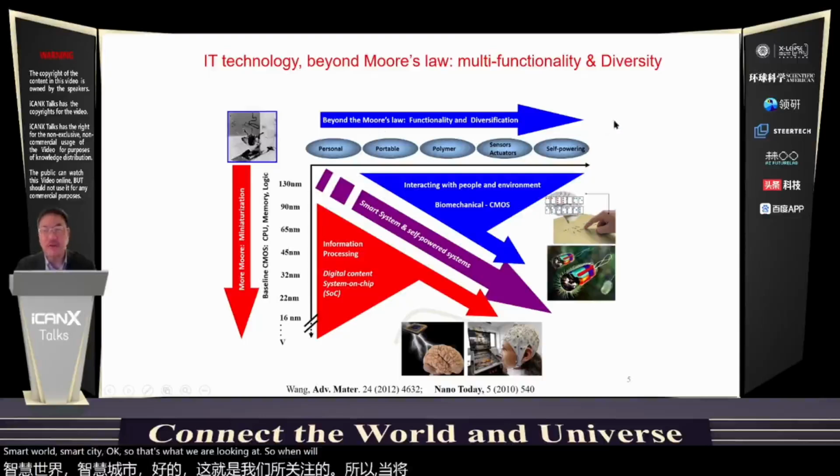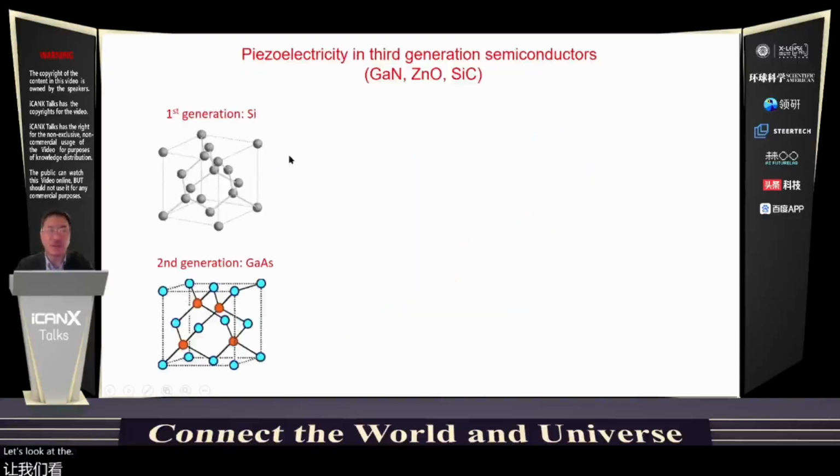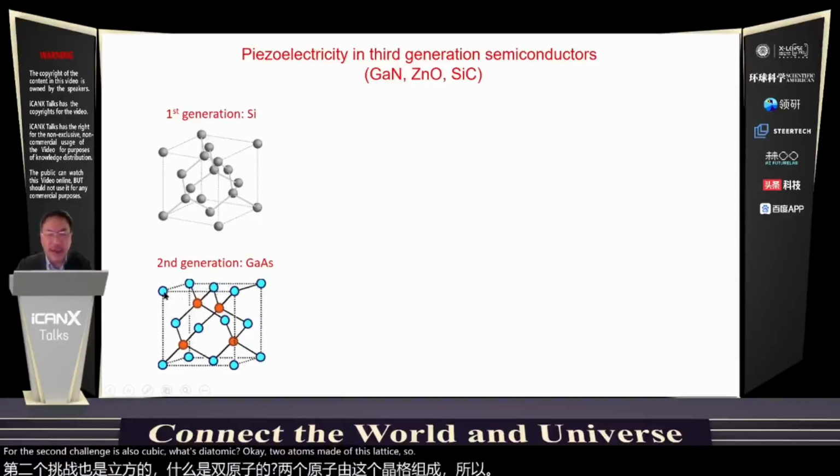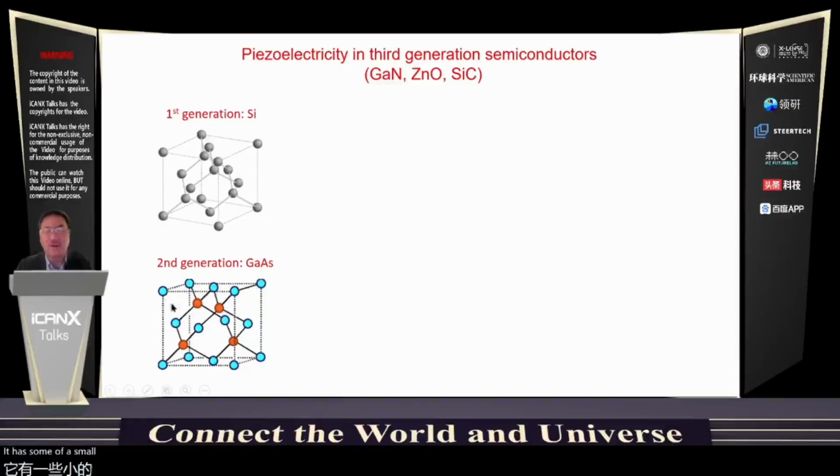When we offer this functionality, let's look at what the semiconductor can do. Let's look at the first generation semiconductor, which is silicon-based. The second generation is gallium arsenide-based. Silicon and germanium-based ones have a so-called diamond structure, so it's a cubic structure, and the X, Y, and Z are symmetric. The second generation is also cubic, but it's diatomic, two atoms making up this lattice. So it has a small piezoelectric property under mechanical strain, but it's very small.